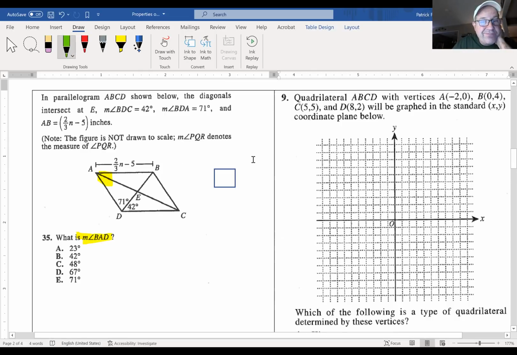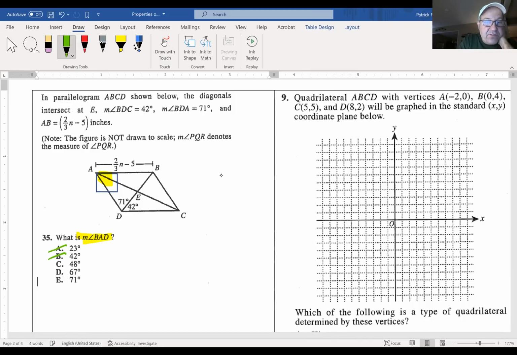Well, again, it is drawn to scale. So if I were to take a piece of paper and hold it up to that to see, I can tell that that angle is bigger than 45 degrees. So I would definitely get rid of those two.